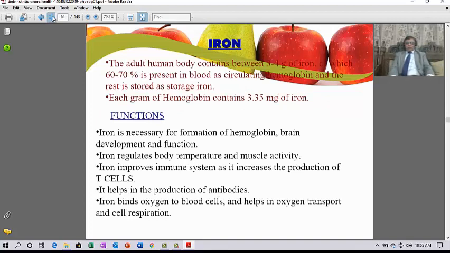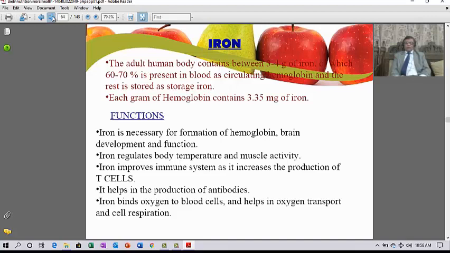Now we come to another very important mineral, extremely important for the human body. As you know, it's part of iron, which is part of hemoglobin. So the adult human body contains 3 to 4 grams of iron, of which 60 to 70% is present in blood as circulating hemoglobin, and the rest, 30 to 40%, is stored as storage iron.